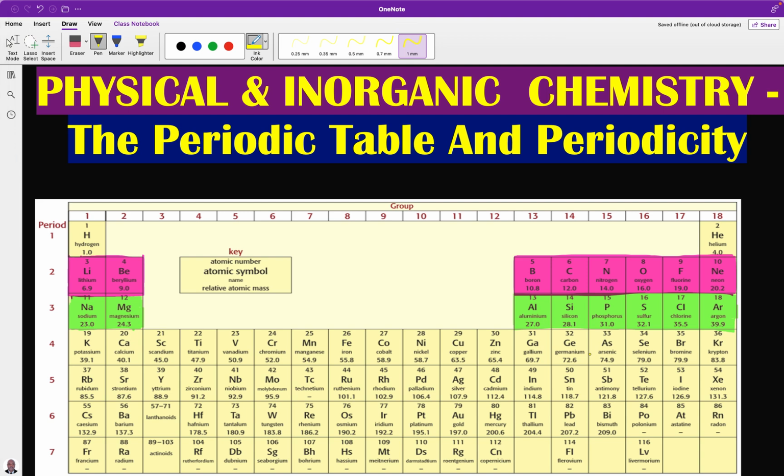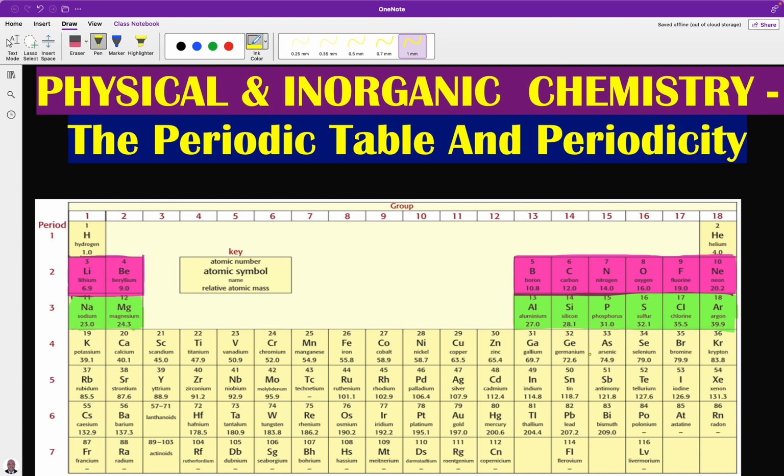Periodicity, as the word implies, is the study of periodic trends across the period of the periodic table. We are talking of repeating patterns in the physical and the chemical properties of elements across the period of the periodic table. As I said, we will cover things like covalent radius, metallic radius, atomic radius, and ionic radius.